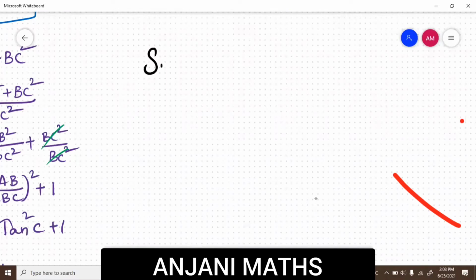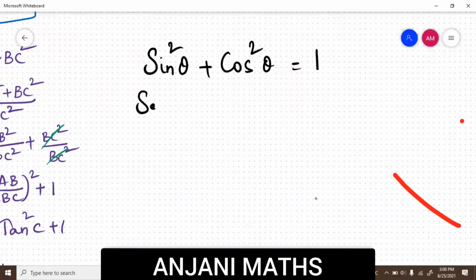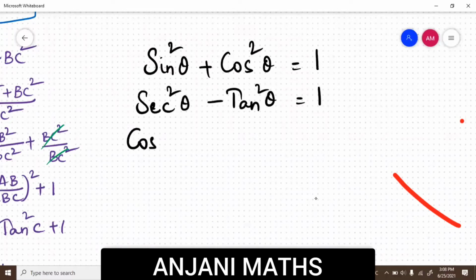Okay. Sin square theta plus cos square theta equal to 1. What's the next one? Secant square theta minus tan square theta is equal to 1. Cosecant square theta minus cot square theta is equal to 1. Clear, everyone?